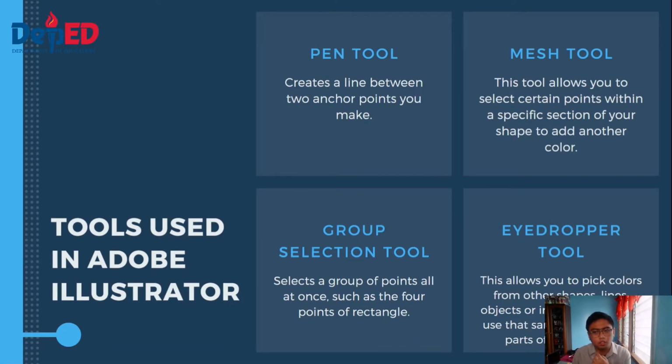Mesh tool. This tool allows you to select certain points within a specific section of your shape to add another color. You have group selection tool. Selects a group of points all at once, such as 4 points of a rectangle. Eyedropper. Basically, it's the same as other eyedropper tools. This allows you to pick color from other shapes, lines, objects, or images, so you can use the same color in other parts of your design.